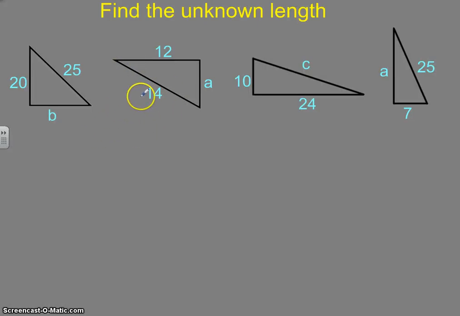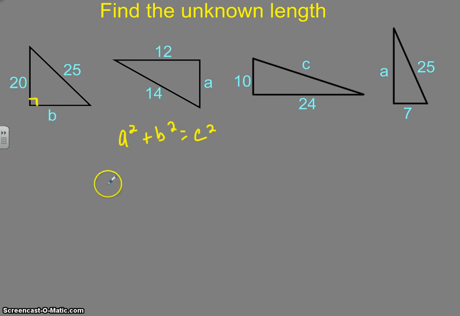Okay, now we're going to find the unknown length. And with all of these, we're going to use A squared plus B squared equals C squared. Now we're going to be finding A, B, and C in these. Okay, so let's look at what we're given and what we have to find. So in this one, remember, here's the right angle. C, the hypotenuse, is always across from the right angle. These are the legs A and B.